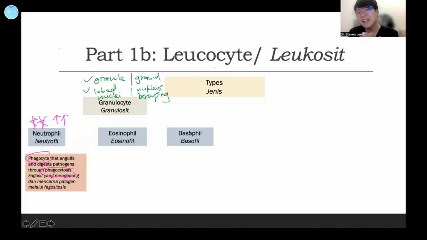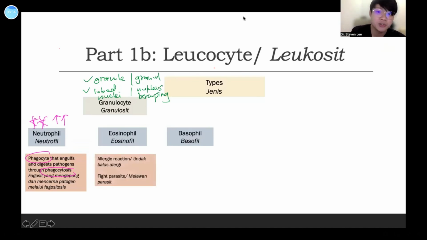Eosinophil and basophil, they are relatively not so famous in your exam, but you need to at least know a bit about them. Eosinophil is important in allergy reaction. Dia mencetuskan tindak balas allergy, okay, and they also have to fight parasite. That's the function of eosinophil. Basophil is more, I follow your syllabus, okay, because in reality, sebenarnya basophil juga boleh untuk tindak balas allergy, okay, but at your syllabus, they say they can prevent blood clotting, sebab dalam tu dia ada heparin, okay, heparin.